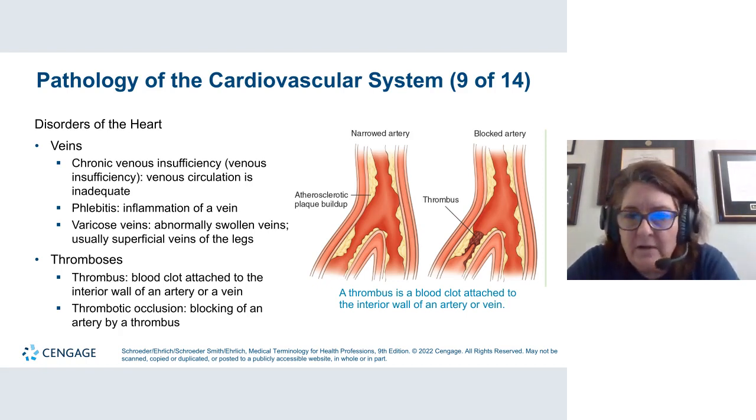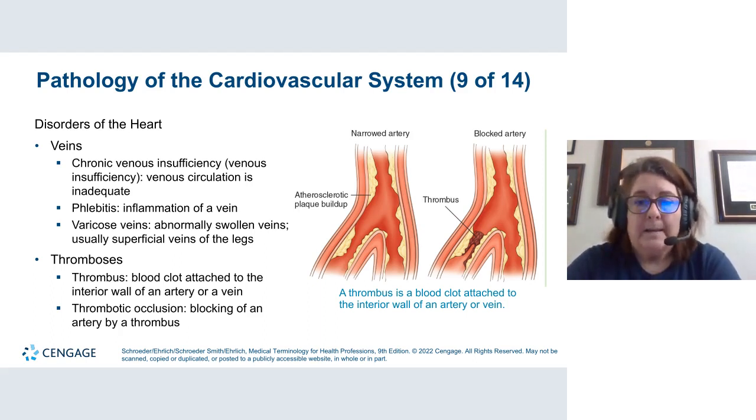Veins, you can have chronic venous insufficiency. That means that your circulation is not good, your venous circulation. That's if you're on your feet a lot, all day, and now you notice at the end of the day your feet are swelling. That's because your venous circulation is not pulling the blood back up to the heart that well.